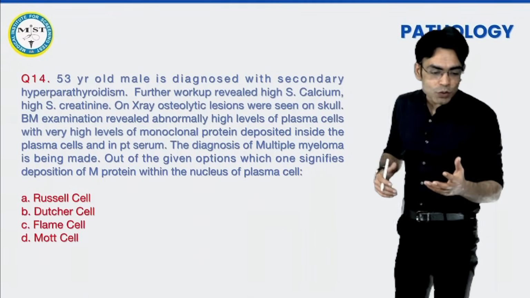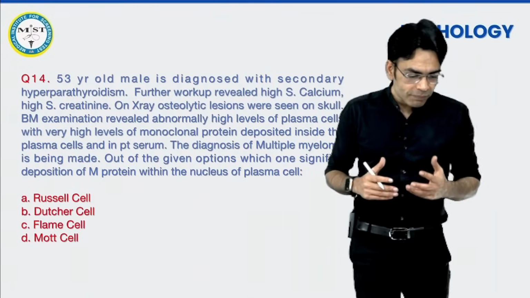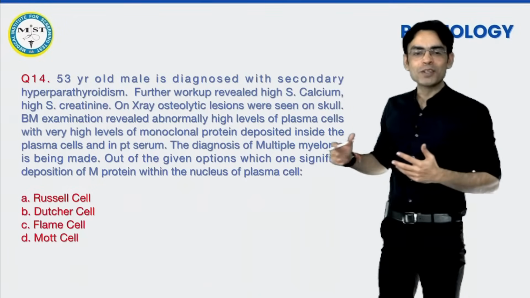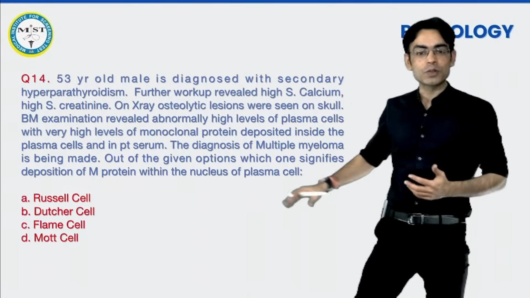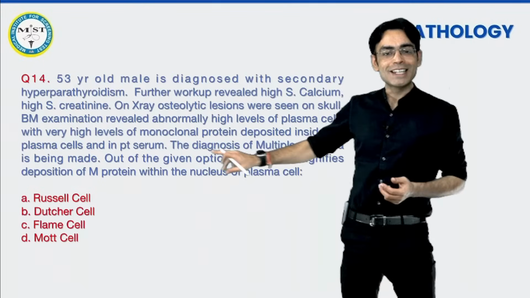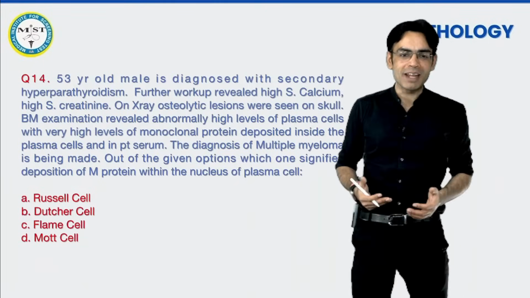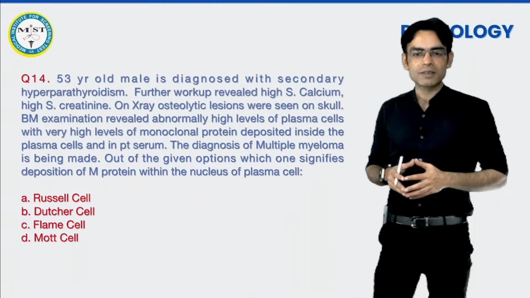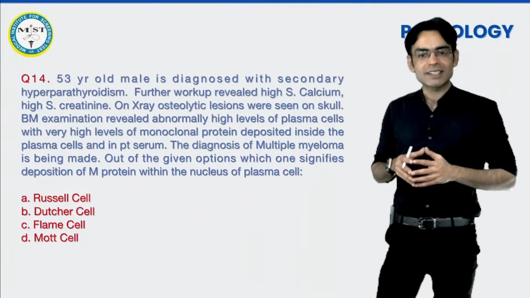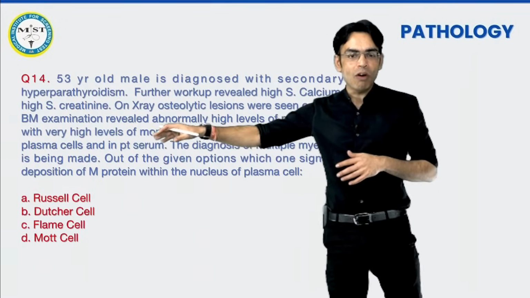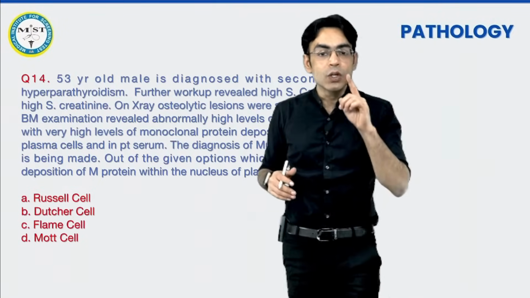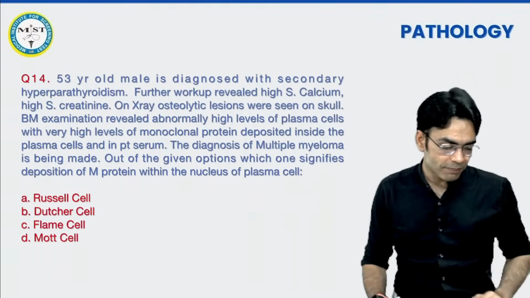I hope by now you people must have understood what is the diagnosis. But यहाँ पे भी दिया हुआ है छोटू, the diagnosis of multiple myeloma is being made. Out of the given options, which one signifies deposition of M protein within the nucleus of the plasma cell?